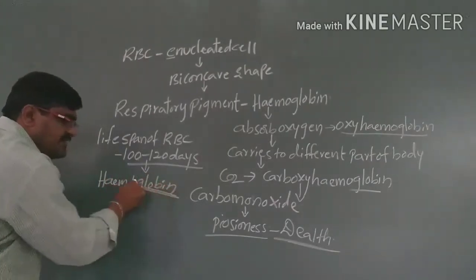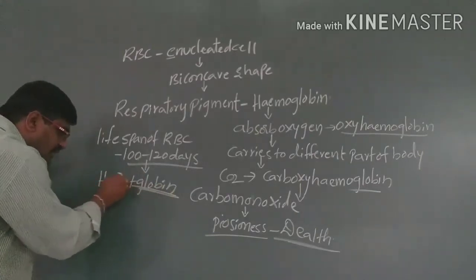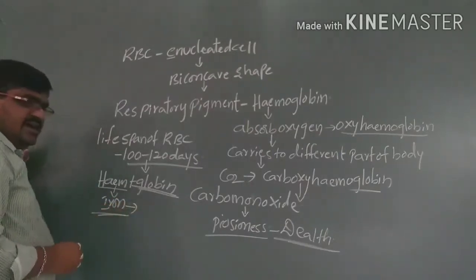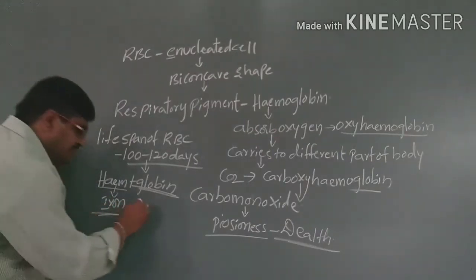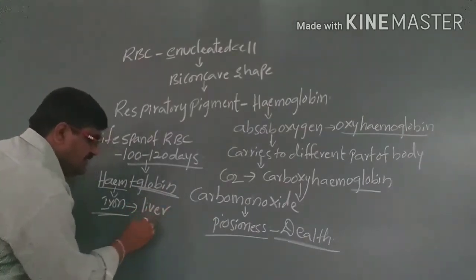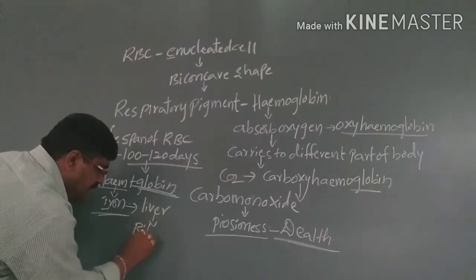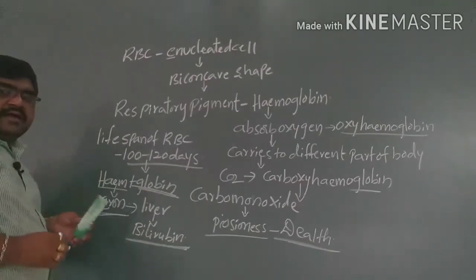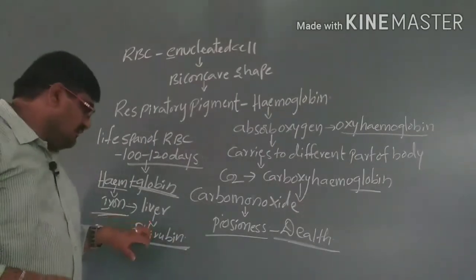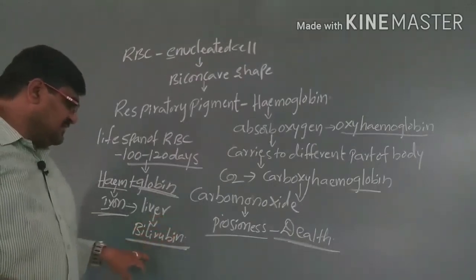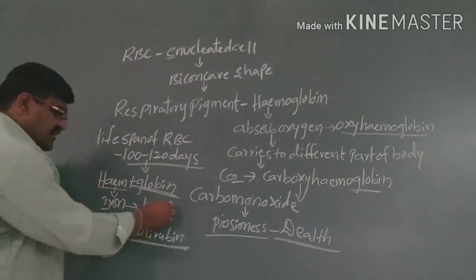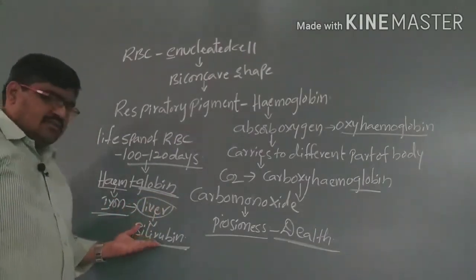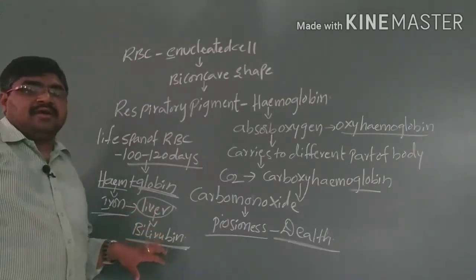The globin is combined with other elements, and the heme, meaning the iron content of the hemoglobin, enters into the liver and is excreted in the form of bilirubin, a bile pigment.